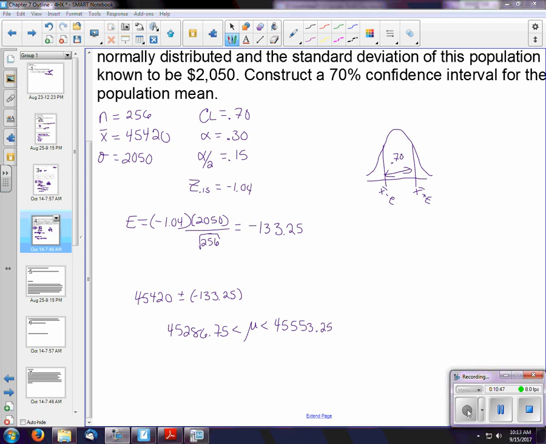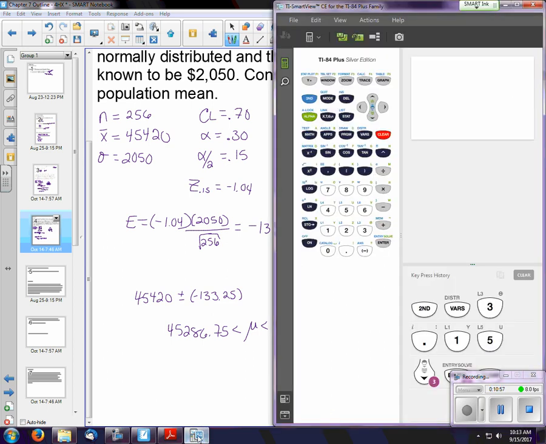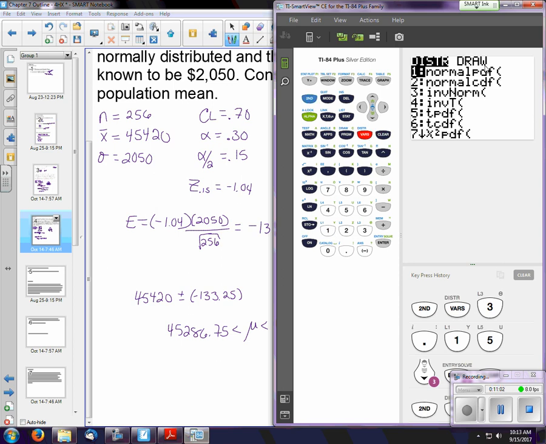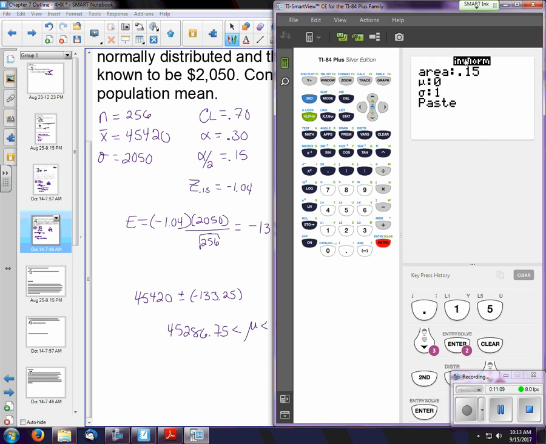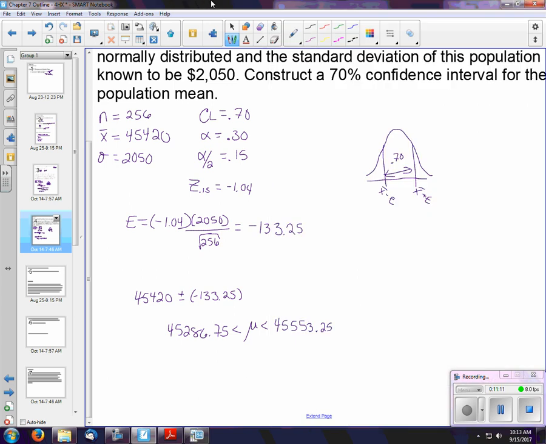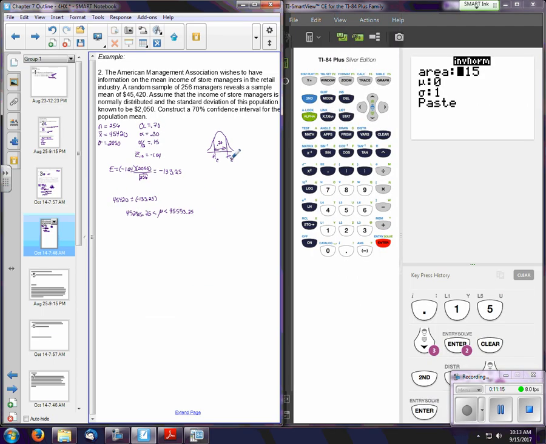Now, for those of you that prefer using the calculator to find out things like this kind of z-score, as opposed to using the table, you do have an option for that as well. If we take a look at our graphing calculator and you go under your distribution menu, we can use the inverse norm function here. When you use the inverse norm function, what you're going to do is put in the area to the left of what you need. So for example here, if 70% is in the middle, that means there are another 15% on either side, hence where this alpha over 2 comes from.